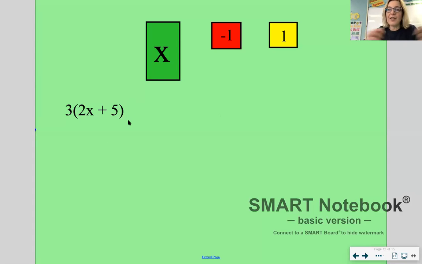This expression says 3 times the quantity of 2x plus 5. Well, we already saw what 2x plus 5 looked like using the algebra tiles. This 3 means we need to repeat it 3 times. So what I'd like you to do in your notes is to draw 3 times the quantity of 2x plus 5 and then come back.